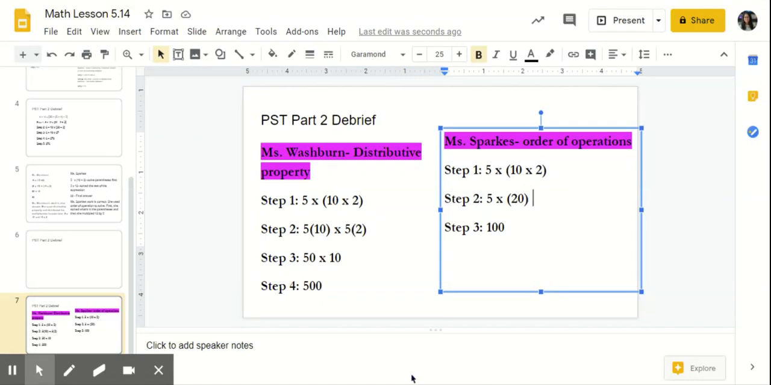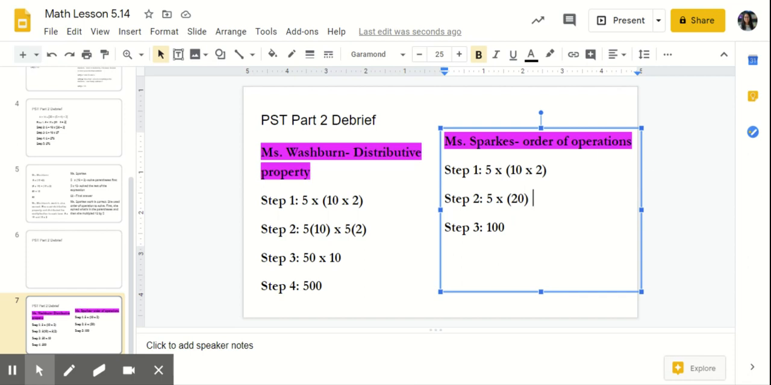Ms. Washburn and Ms. Sparks decided to solve another expression using the same strategy that they each used for the first one. So Ms. Sparks solved using order of operations, which is the strategy that we've all been using, and Ms. Washburn solved using the distributive property.